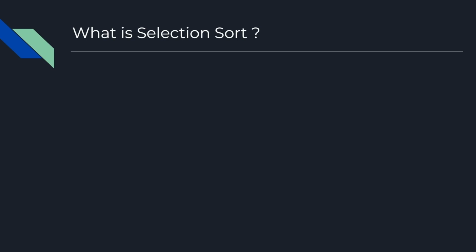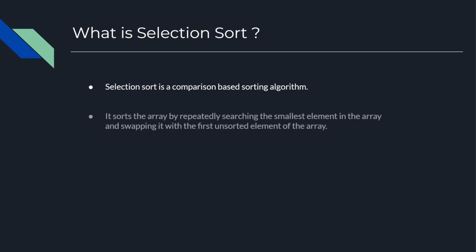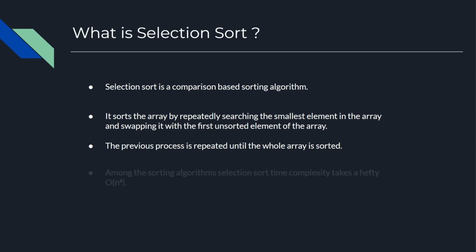What is selection sort? Selection sort is a simple comparison-based sorting algorithm. The basic idea is to divide the array into two parts, a sorted part and an unsorted part. We repeatedly find the minimum element from the unsorted part and place it at the beginning of the sorted part, moving one element at a time. Once the smallest element is placed in its correct position, the process is repeated for the remaining unsorted elements until the entire array is sorted.